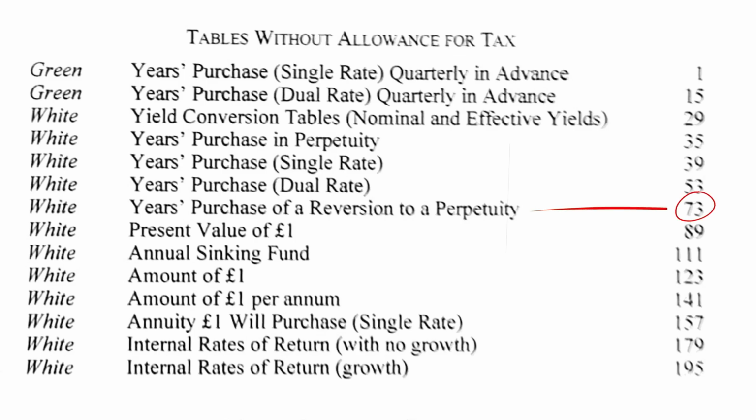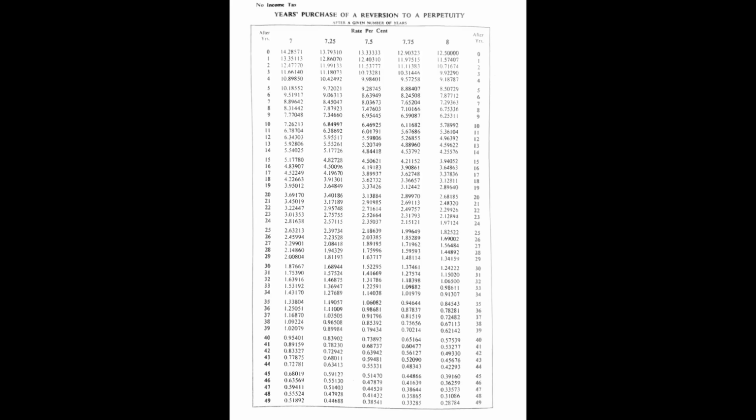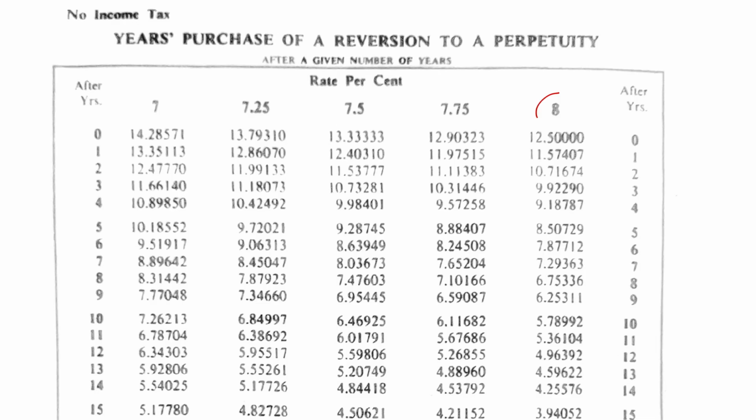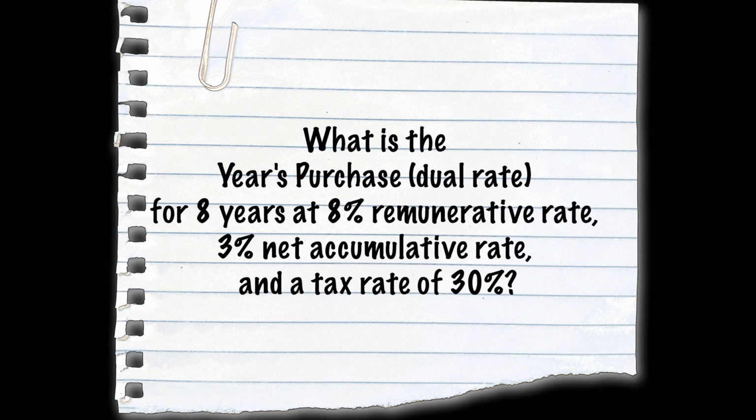So on page 73, once again, the same rules apply. We look for the percent first, which is 8%, and then we drag it down to 5 years to see what our answer is. So from this table, our answer is 8.507729.